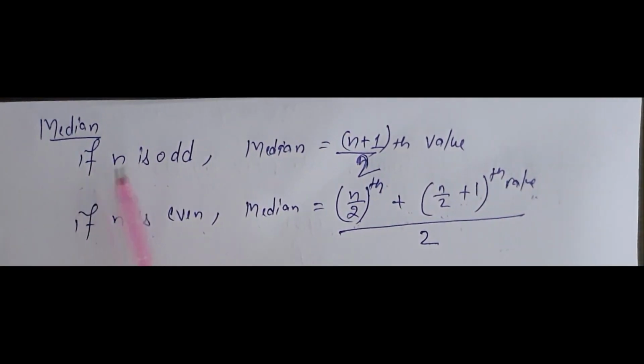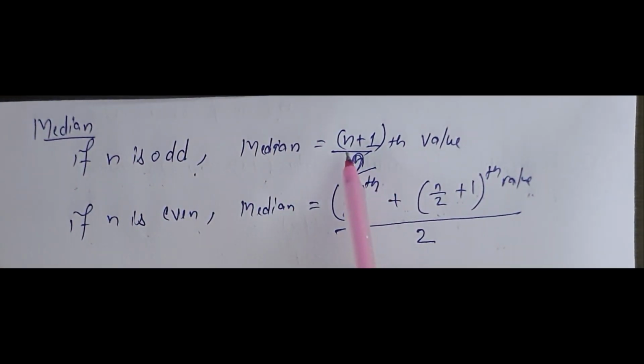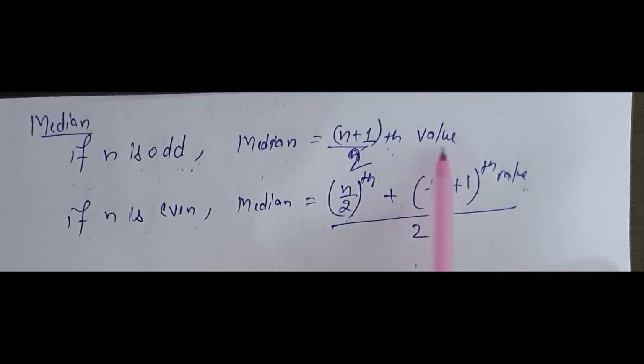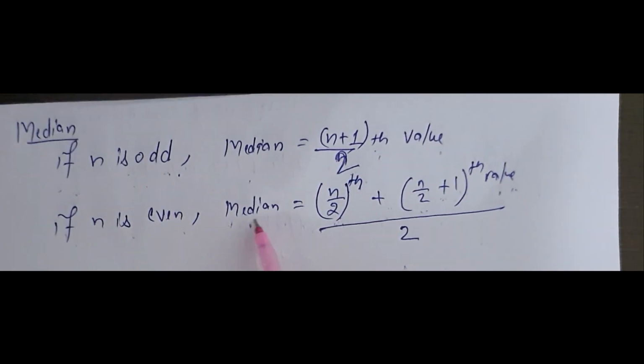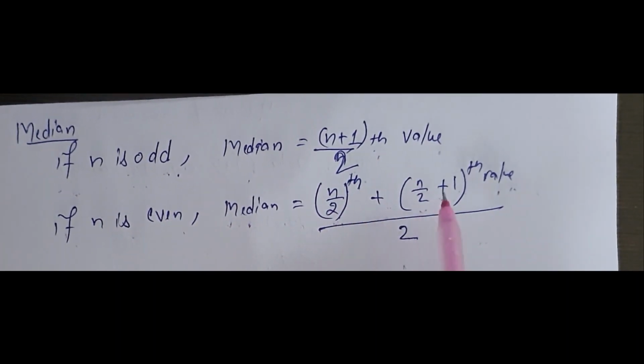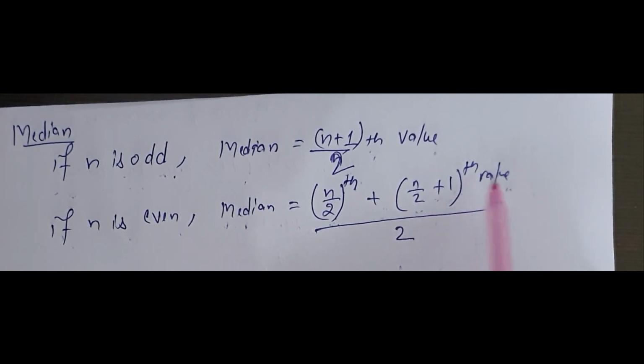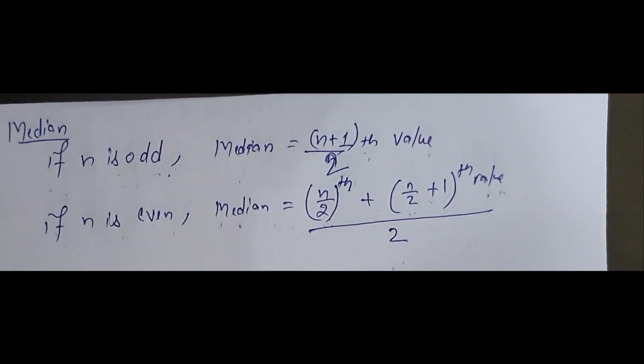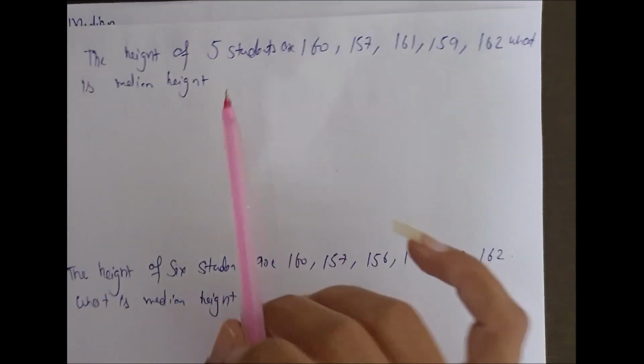Now median. If n is odd, then median is the (n plus 1) divided by 2th value. If n is even, then median is the average of the n by 2th term and the (n by 2 plus 1)th value, that is, divided by 2. Now let's understand it with the help of examples.